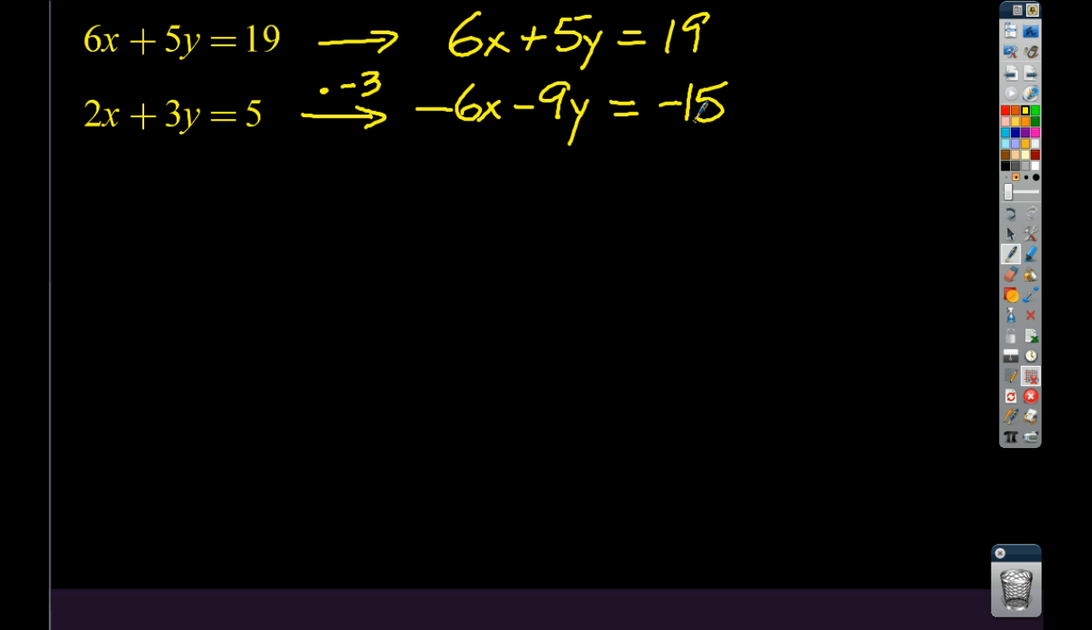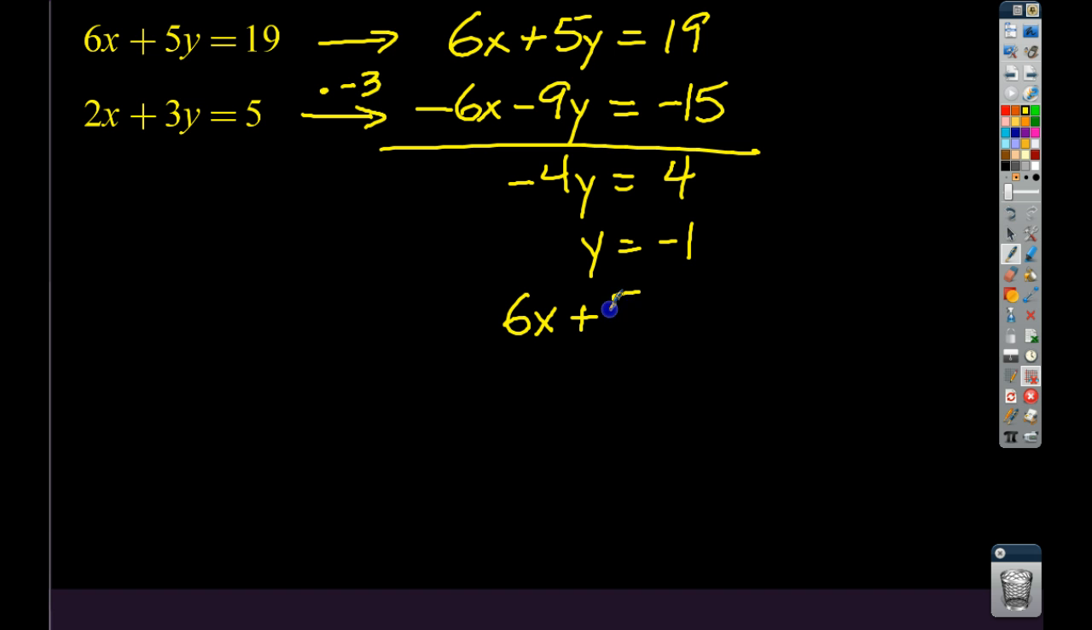Really what we're doing is using the distributive property. Every piece is getting multiplied by -3, and so we have it here. And then we can just go ahead and add. 6x plus -6x is 0, 5y and -9y is going to be -4y. 19 and -15 is 4, and I get y is equal to -1. I can plug -1 back in, right?